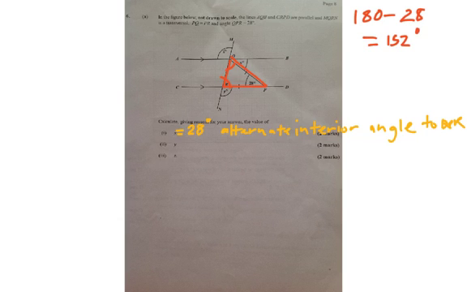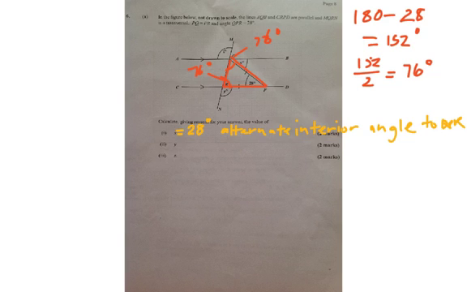And then we're going to divide that by 2 because angle PQR and angle QRP are going to be equal to each other. So 152 divided by 2 is going to give me 76 degrees. So that means that each one of these angles here are 76 degrees. And this one here is 76 degrees.